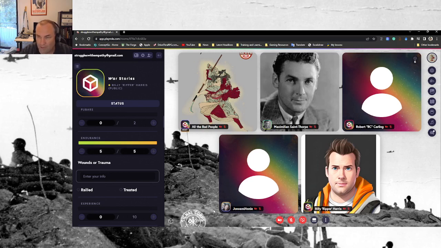So we've got Ripper and the second lieutenant are buddies. RC has buddied the sniper scout. So the corporal and the sergeant are codependent.